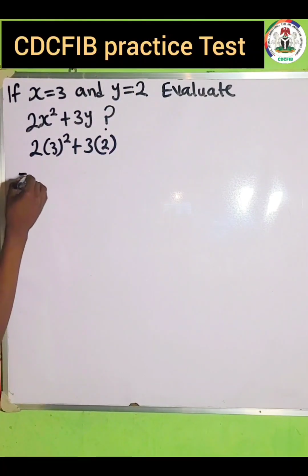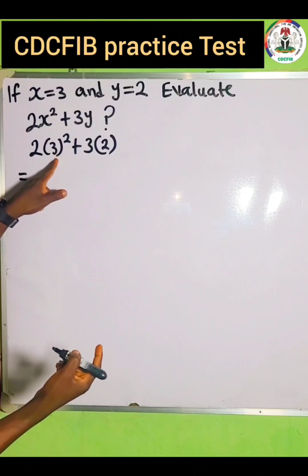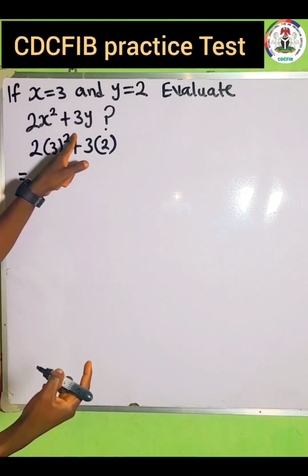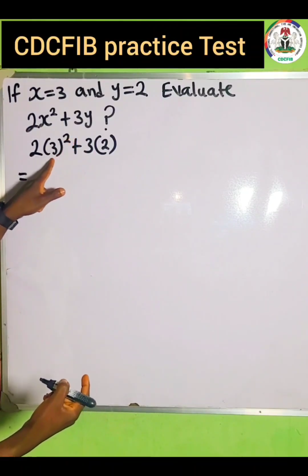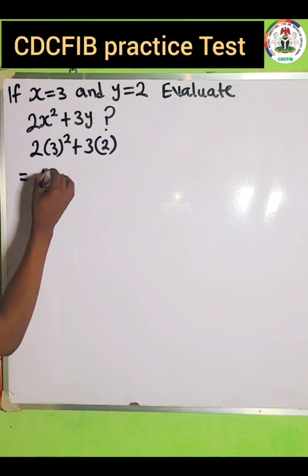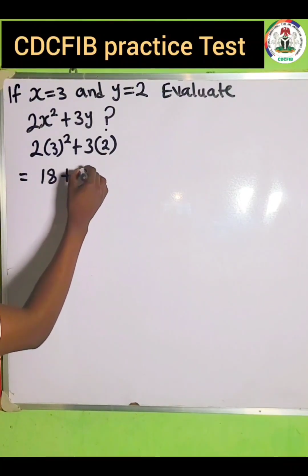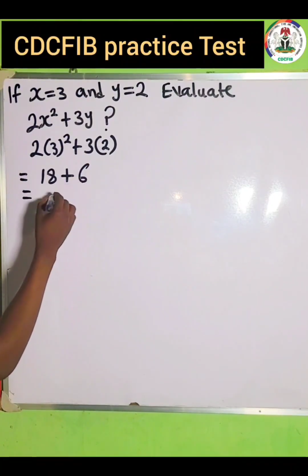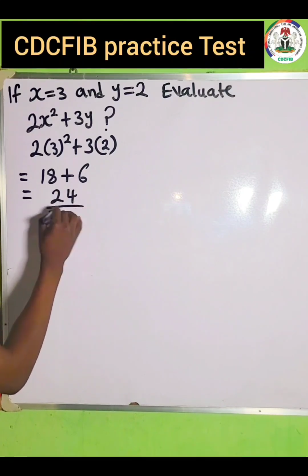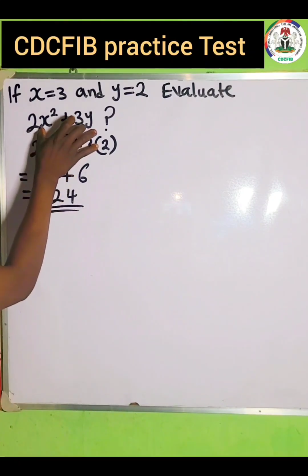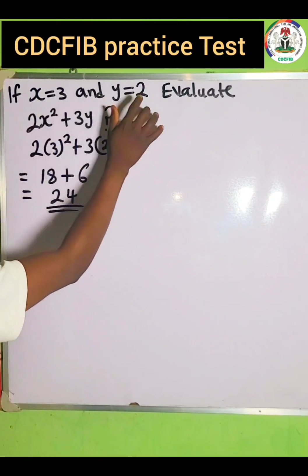Now we simplify. First of all, we start with the one that has the exponent. 3 to the power 2 implies 3 multiplied by 3, which is going to be 9. Then 9 multiplied by 2 is going to give us 18. Then plus 3 multiplied by 2 is going to be 6. Then 18 plus 6 is going to give us 24. So therefore, 24 is the value of this expression, given x is 3 and y is 2.